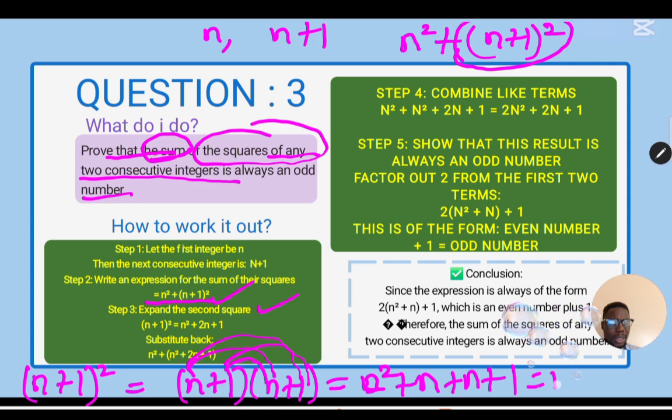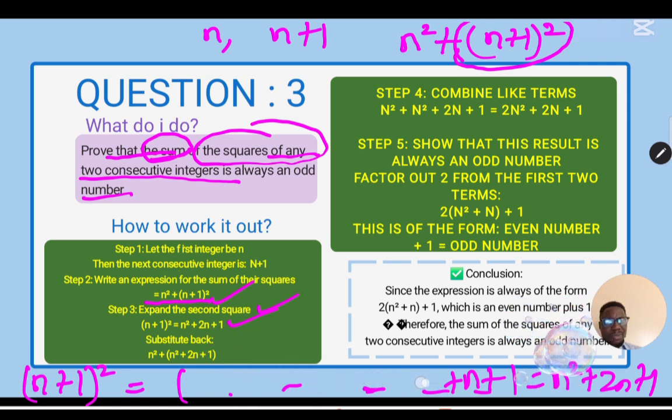N squared plus n is 2n plus 1. Perfect. And that is how we got these steps. Okay, that's the next step gotten. That is very clear. All right.